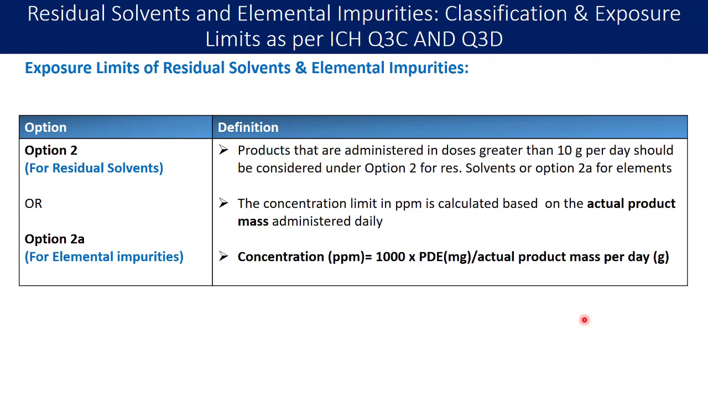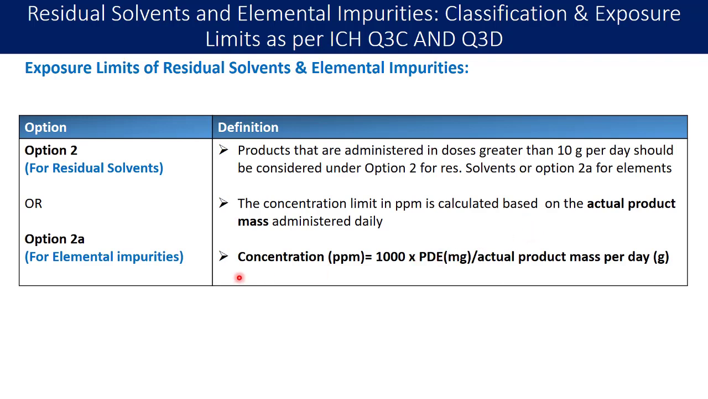So this is the purpose of 2A now, or 2. Products that are administered in doses greater than 10 grams per day should be considered under option 2 for residual solvent or option 2A for elemental impurities or elements. But principally, the procedure is one and the same. Only the naming is different, the structure is different. The concentration limit in ppm is calculated on the actual product mass. That is the difference between option 1 and 2. Actual product mass will be considered while using option number 2.